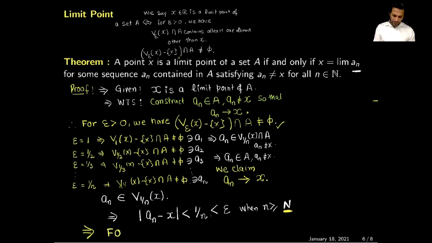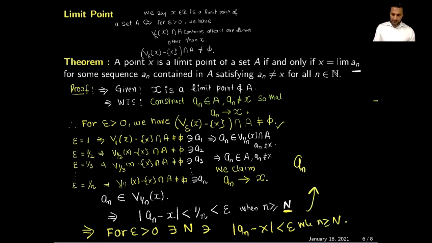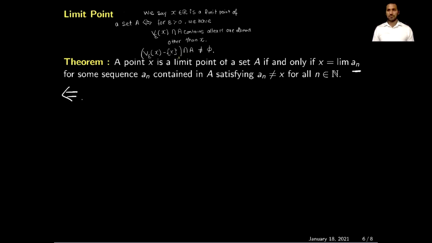What we show is that for all epsilon greater than 0, there exists capital N by Archimedean property such that |a_n minus x| is less than epsilon when n is bigger than or equal to capital N. So this implies this sequence a_n converges to x, which proves the claim. And also this proves the forward direction of our theorem. Next we will prove the reverse direction of our theorem.